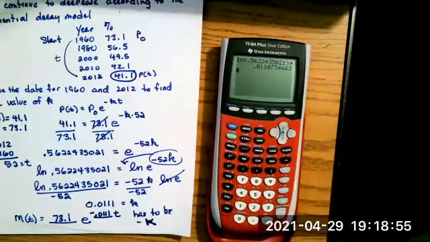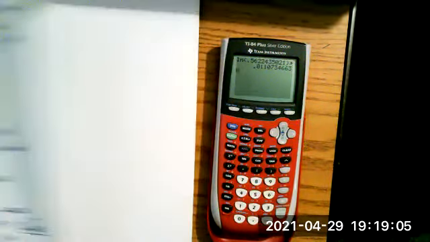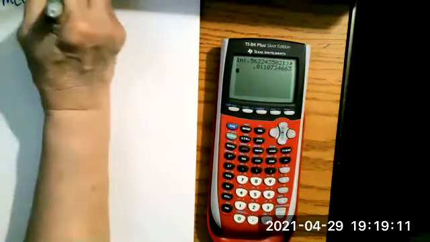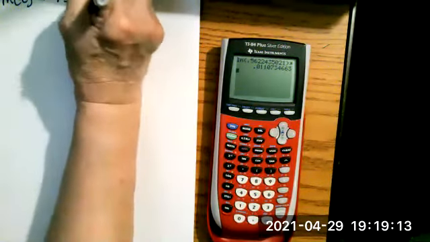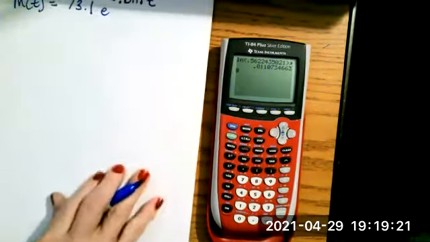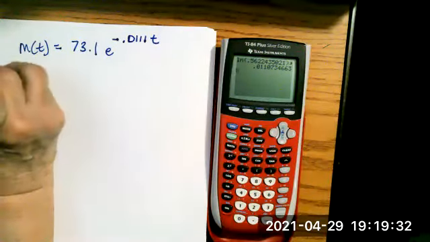Now the B part's going to have you estimate the percent of adults who are married in 2015 and 2018. So let's look at that. I'm going to write this formula up here so we'll have it. 73.1 e to the negative 0.0111 t. I can't see what you're writing. I'm sorry. Okay, thank you. This is the answer from A. Now we're going to do B.